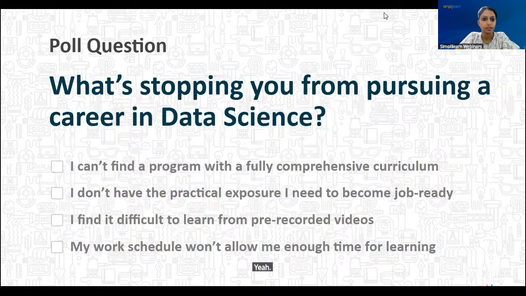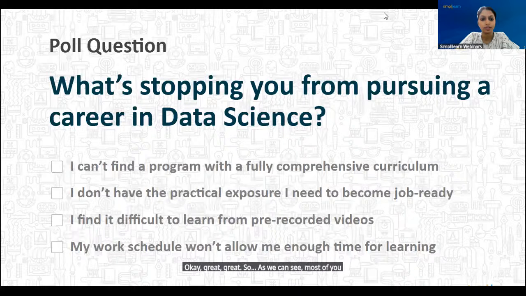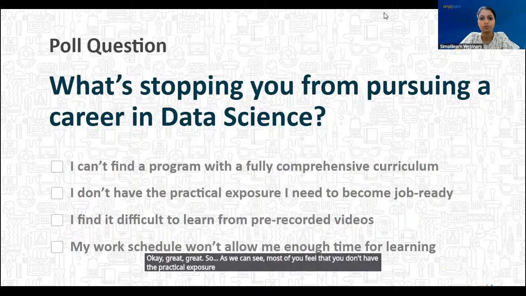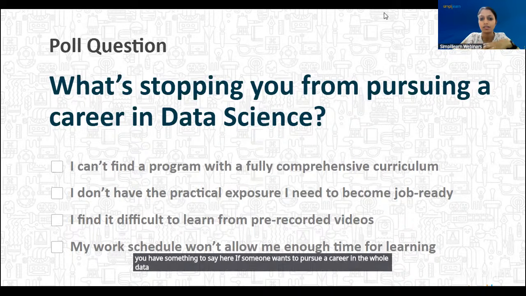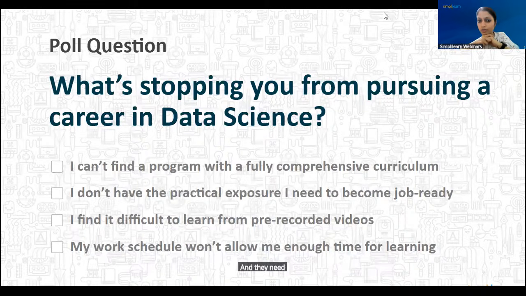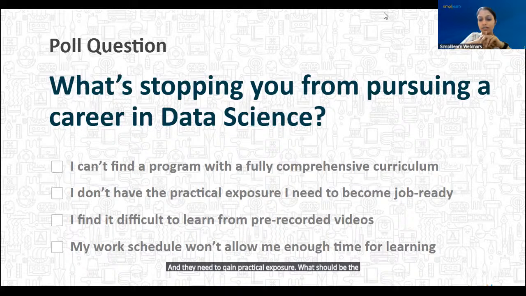Okay, great. So as we can see, most of you feel that you don't have the practical exposure to become job ready. So on first thoughts, Prasad sir, do you have something to say here? If someone wants to pursue a career in the whole data science, business analytics domain, and they need to gain practical exposure, what should be their first few steps at least?